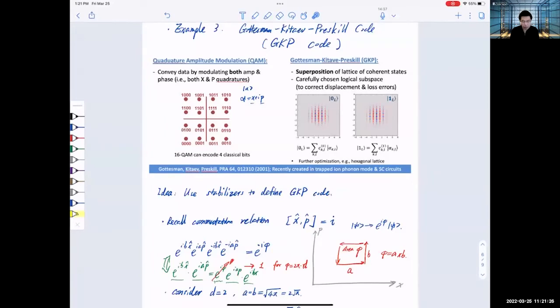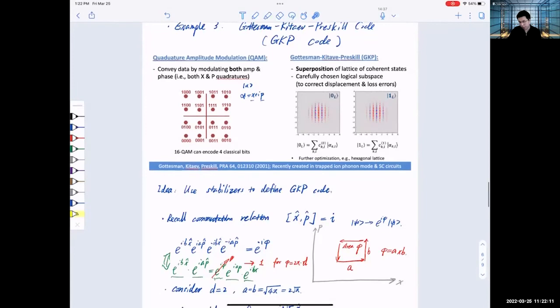Now, that indicates that generically, these two operators, e to the iap and e to the ibx, don't commute because e to the i phi is not equal to 1. However, for special cases when phi is an integer multiple of 2 pi, you can make these two operators commute. For example, let's say phi is equal to a times b, where a and b both equal the square root of 4 pi, which is 2 times root 2 pi, then that encloses an area equal to 4 pi. And that allows us to design a GKP code.